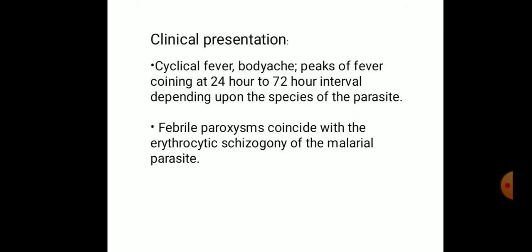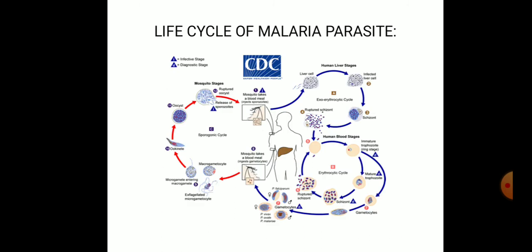Clinical presentation. Patient presents with cyclical fever, body ache, peaks of fever coming at 24 hours to 72 hours interval depending upon the species of the parasite. Febrile paroxysms coincide with the erythrocytic schizogony of the malarial parasite.